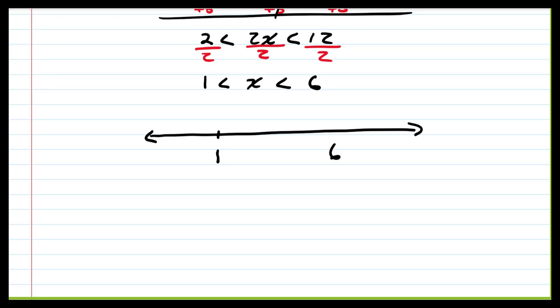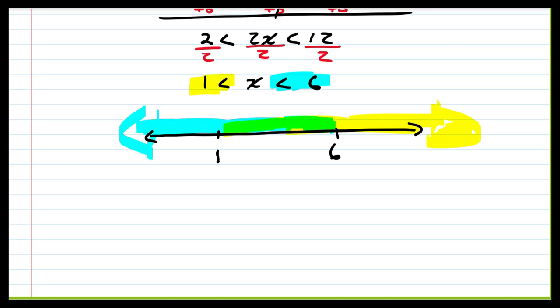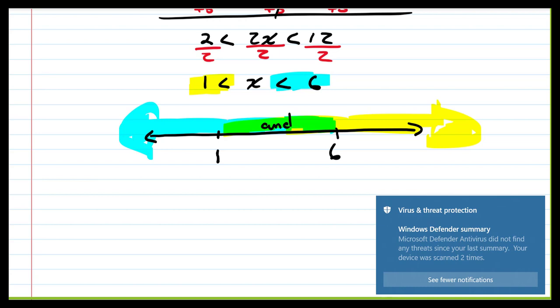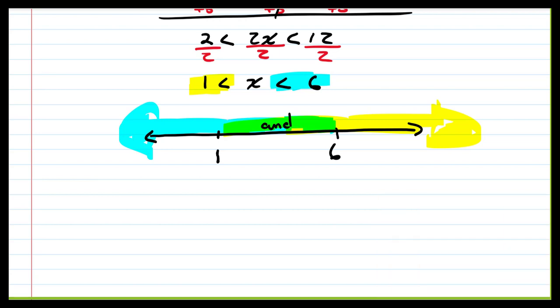If we want to do it the super long way, our yellow would be x is bigger than 1, which would mean we would shade here. And then if we did this part, it says x is less than 6. If we shade that in blue, that's this part right here. And we see that our and is where those two things overlap. And that would give us that x is trapped between 1 and 6, which is what we saw.